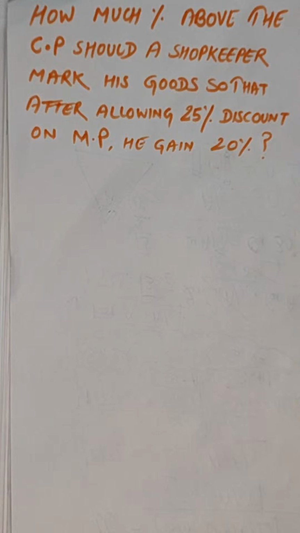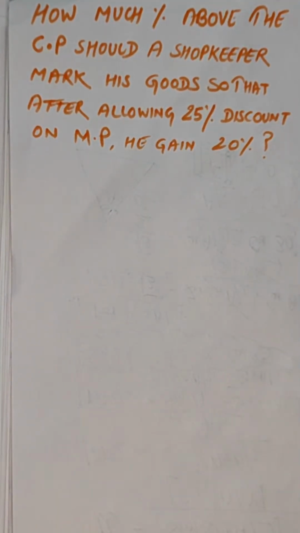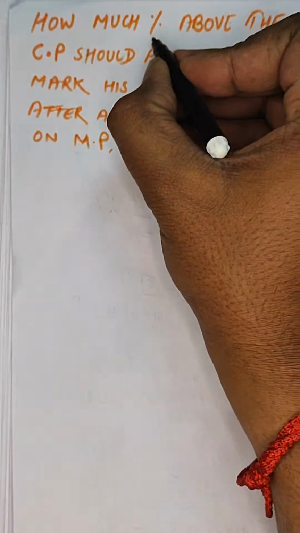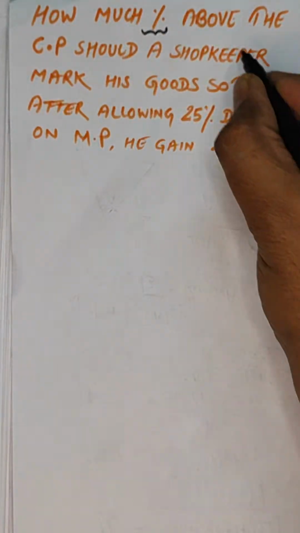From the chapter of profit and loss, where it's given that we can also consider it from percentage because all the concepts have been reviewed. And the question is: how much percentage above the cost price should a shopkeeper mark his goods so that after allowing 25% discount on MP he gains 20%? That means the question is, how much percentage? This is the question.